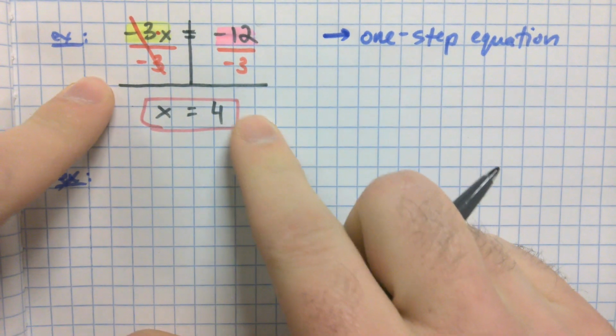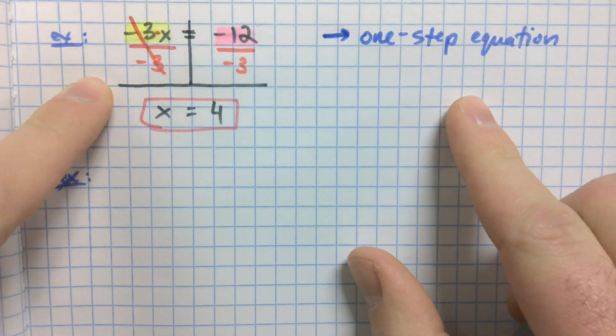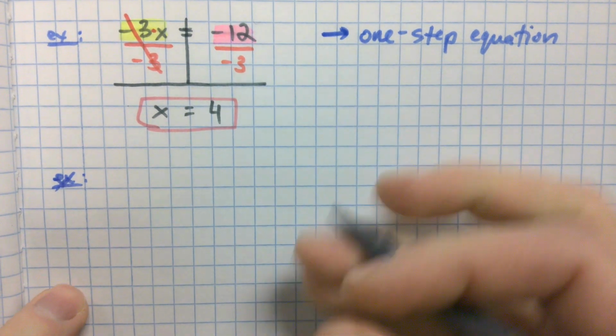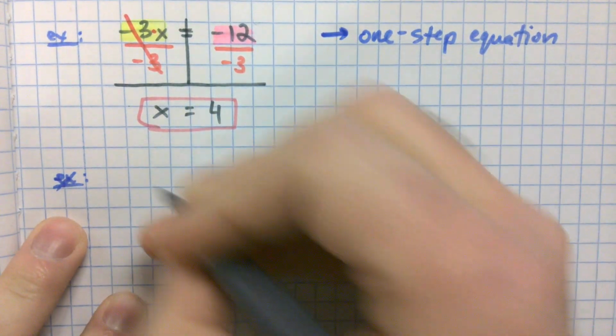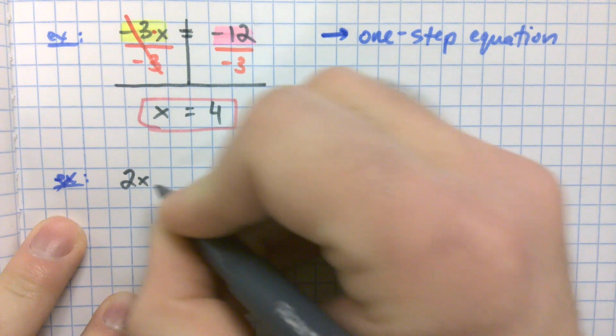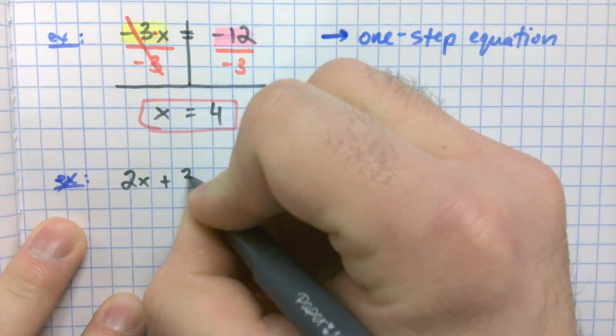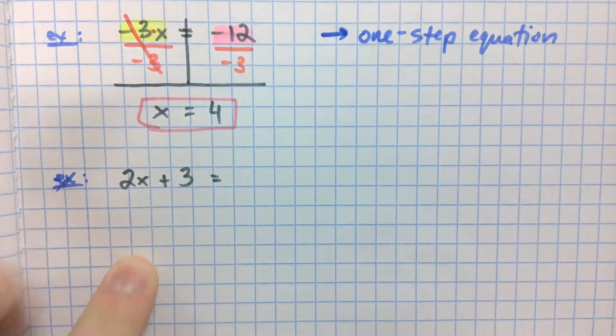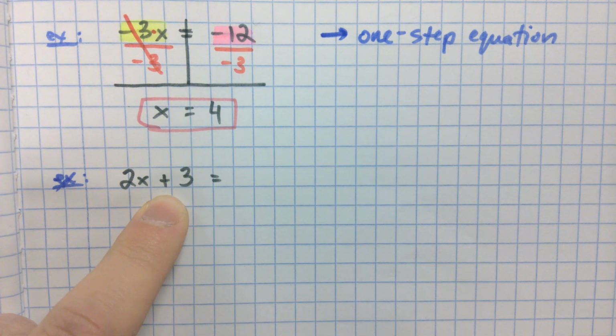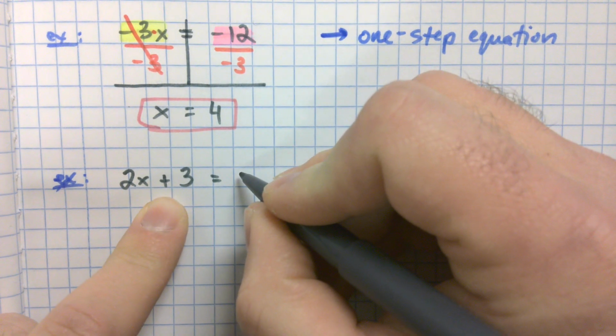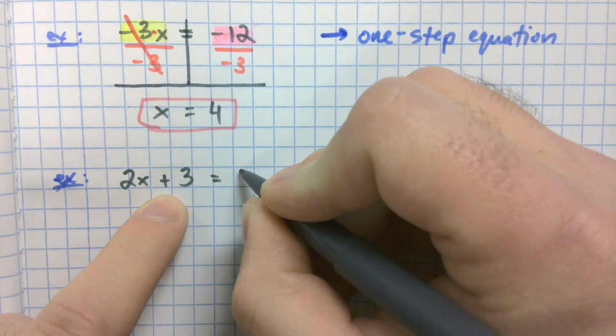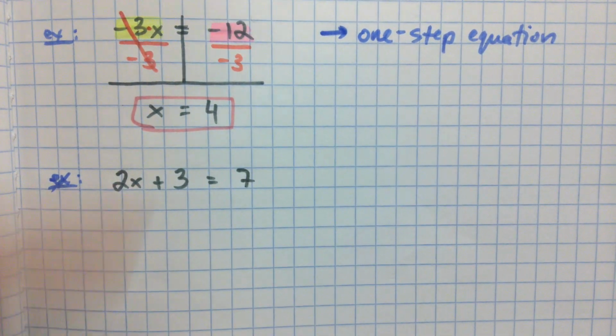Questions I can answer about 1-step. Pretty straightforward, right? 7th grade review. Let's take a look at a 2-step. Let's say we've got 2x plus 3 equals, I don't know, 7? Sure, 7. Works for me.